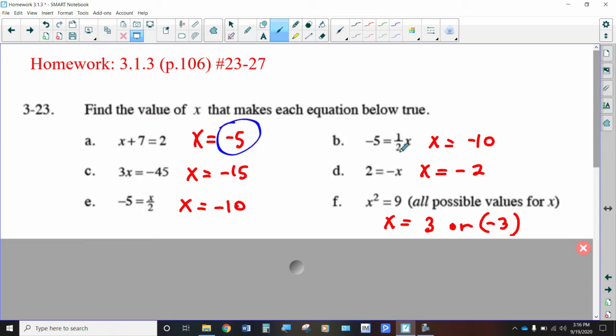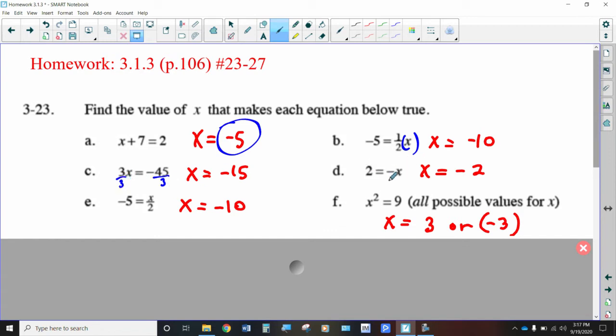Here you multiply 1/2 times something to give you negative 5. So what do you take half of? It must be a negative number because you're taking half of it and your answer is negative, so it's going to be negative 10. This one, what do you multiply times 3 to give you negative 45? Well, that must be negative 15, since negative 45 divided by 3 gives you negative 15.